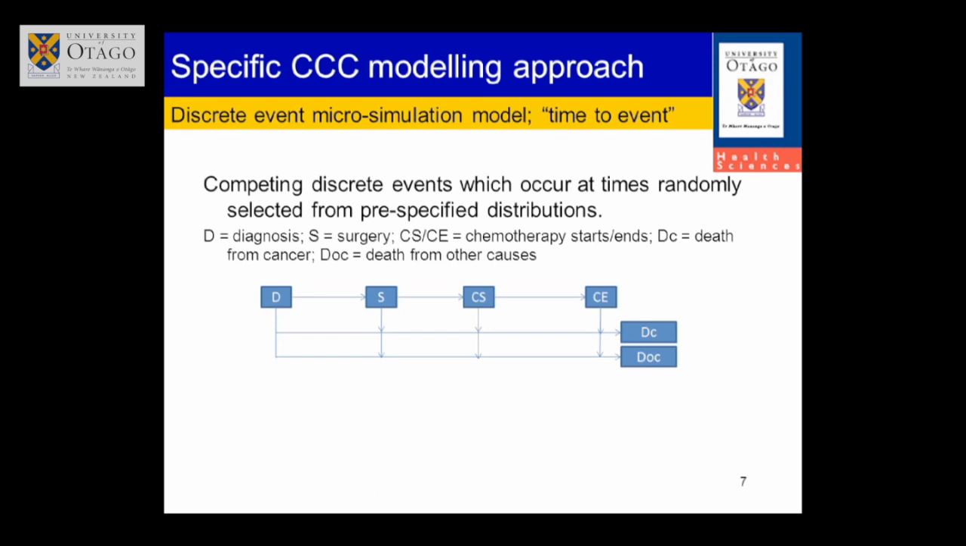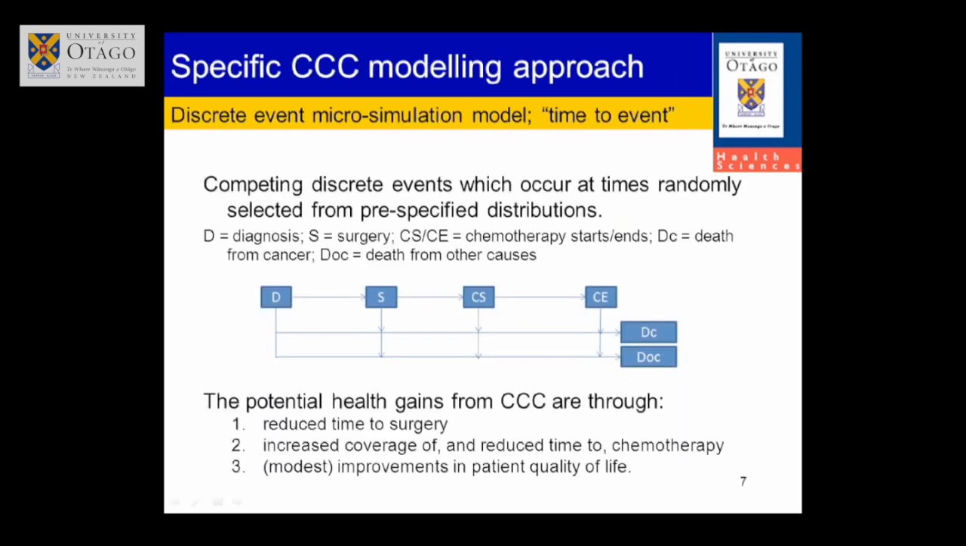We used a form of modelling called microsimulation, discrete event simulation. And it works as follows: you can think of the pathway as diagnosis, surgery, chemotherapy start, chemotherapy end, for stage 3 colon cancer. And at each box along the way, you've got, on average, 3 competing events. When you're diagnosed, the next thing that could happen is you get your surgery, you die of the cancer, or you die of another cause.